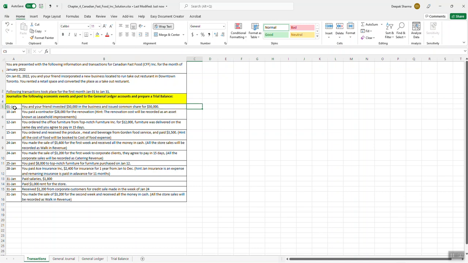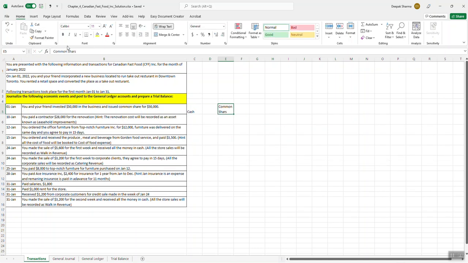and issued common shares. I always recommend that at the beginning you go through the process that I explained. First, you identify the accounts being affected. In this case, it is cash and common share. These are the two accounts being affected. Once you understand that there are two accounts, the next thing you want to know is what type of account they are. Cash is an asset account and common share is an equity account.